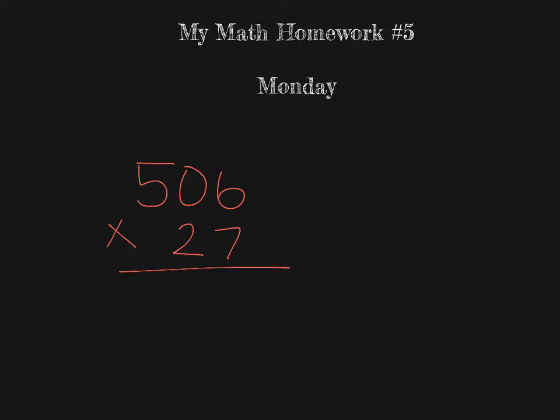7 times 6 is 42. I put my 2 there, carry my 4. 7 times 0 is 0. Add 4 is just 4. 7 times 5 is 35. That is my first partial product.